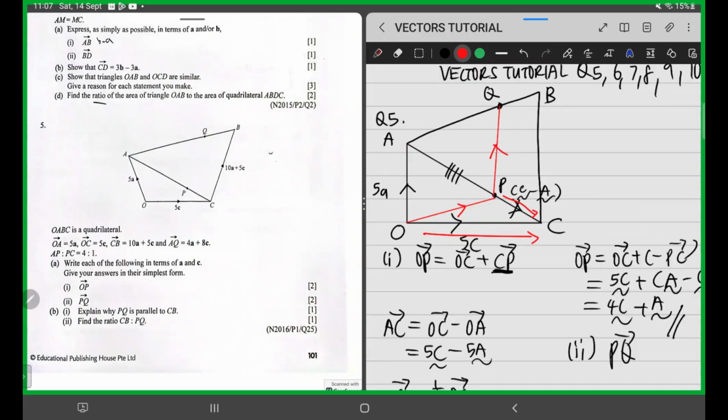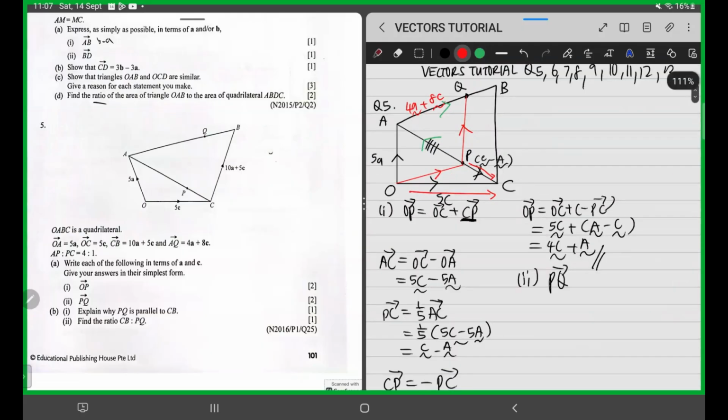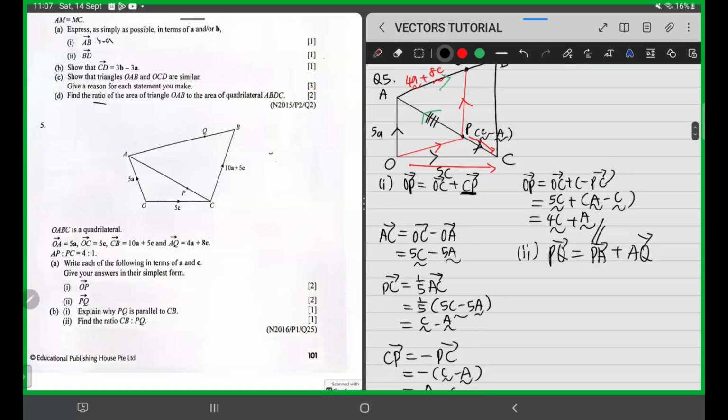And they say that AQ here is 4A plus 8C. So this is fairly simple, right? If you want to go from P to Q, all you have to do is walk from P to A and then A to Q. So you just need to find what is PA. You walk from P to A, then you walk from A to Q. And you know that AQ is 4A plus 8C. So you just need to find PA.